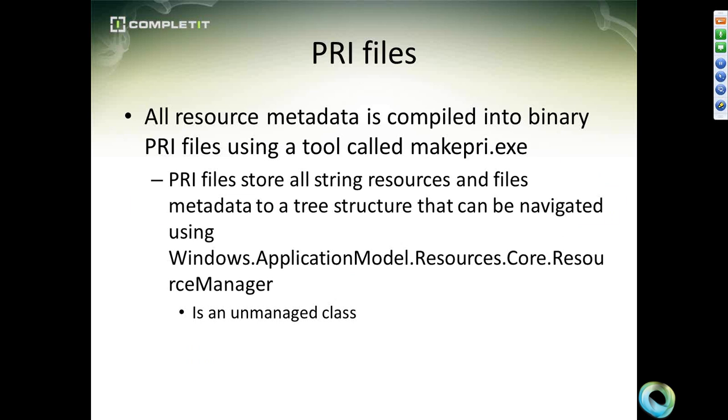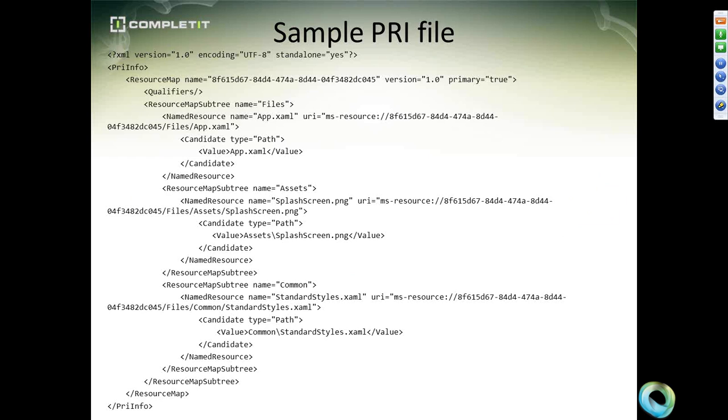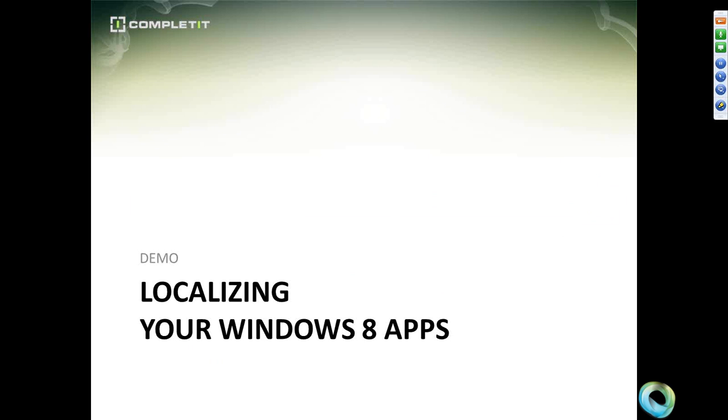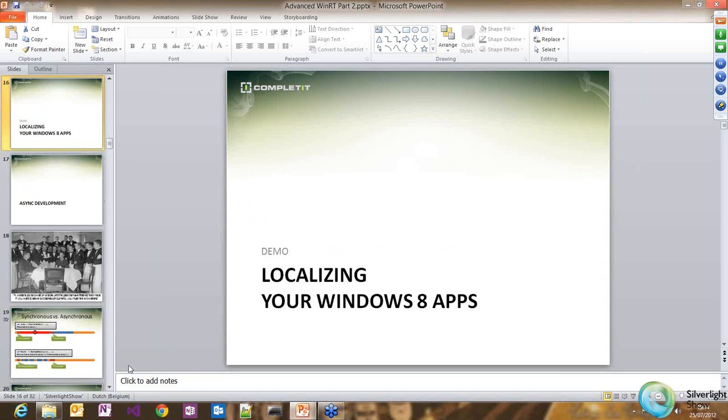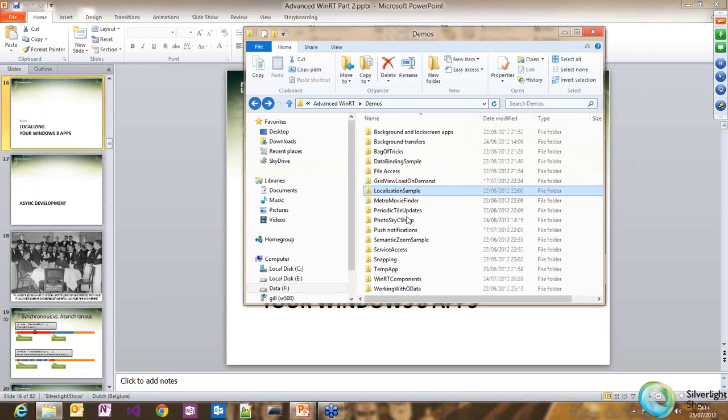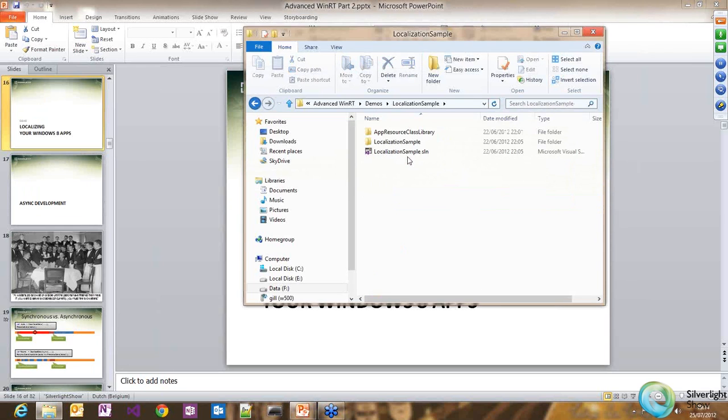It is possible to directly dive into those PRI files. I'm going to confess I haven't done that yet. This is how such a file actually looks. You can dive into that to have deep control over how your localization values will be used. But we're not going to do that. We're going to use it the simple way, and the way that you probably will use localization most of the time. So I'm going to go to the first demo.